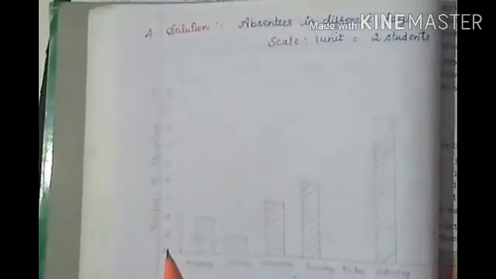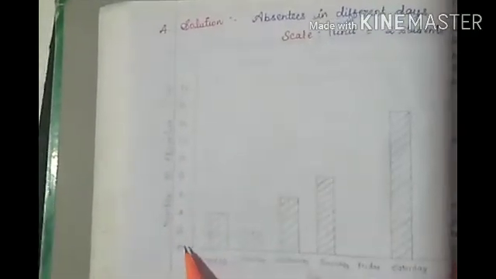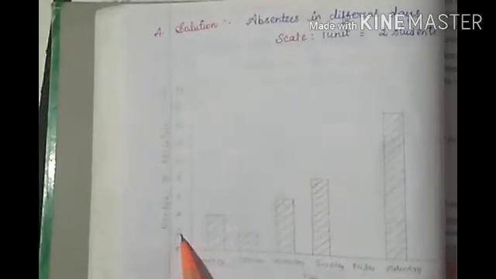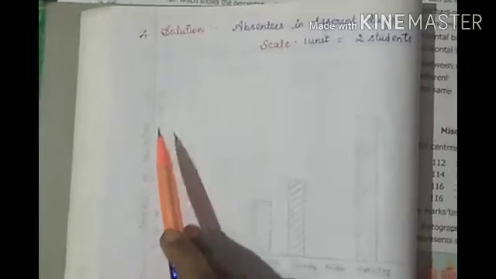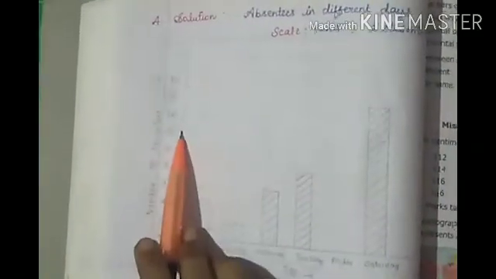So just start with 0 and increase by 2 units. 0 plus 2 is 2. Then 2 plus 2 is 4. 4 plus 2 is 6, 8, 10, 12, 14, 16, 18. Like that you have to increase, and you can stop where needed. Till 14 is enough because only 14 is given in our question.